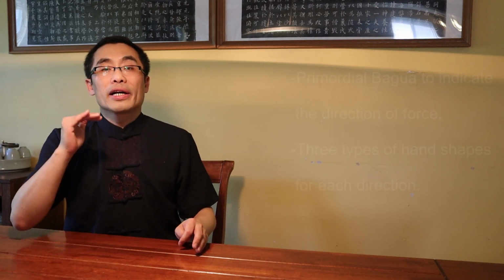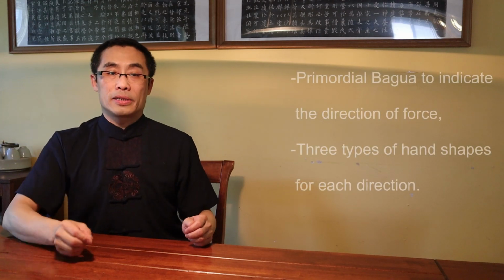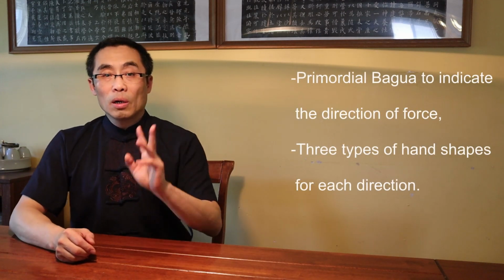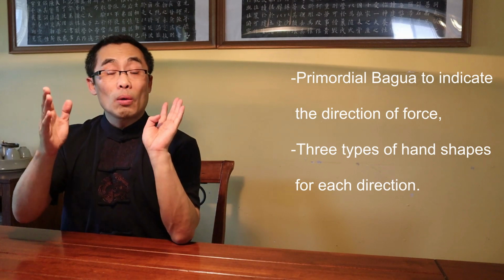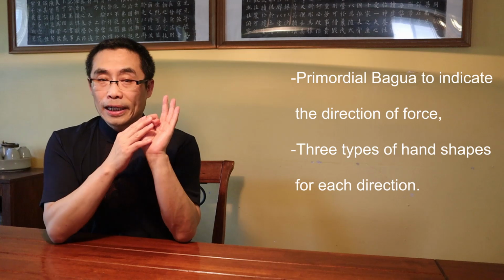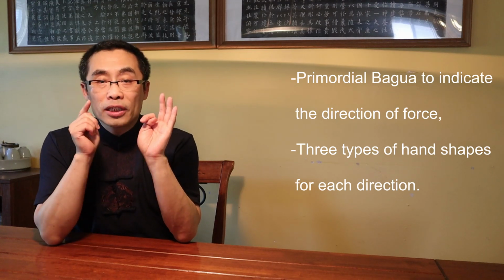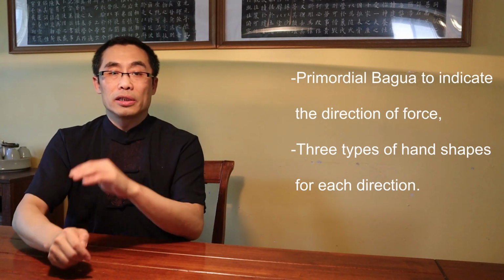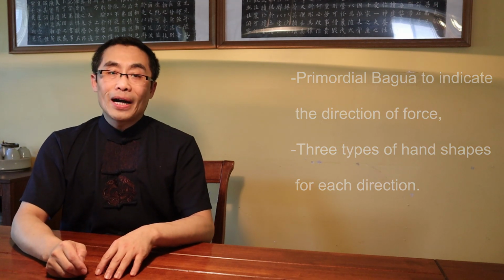Topic 3. Solution for the above issue. I use two principles to classify and categorize the hand movements I mentioned earlier. First, primordial Bagua to indicate the direction of the force. Second, 3 types of hand shapes for each direction. That gives us 24 single hand movements.